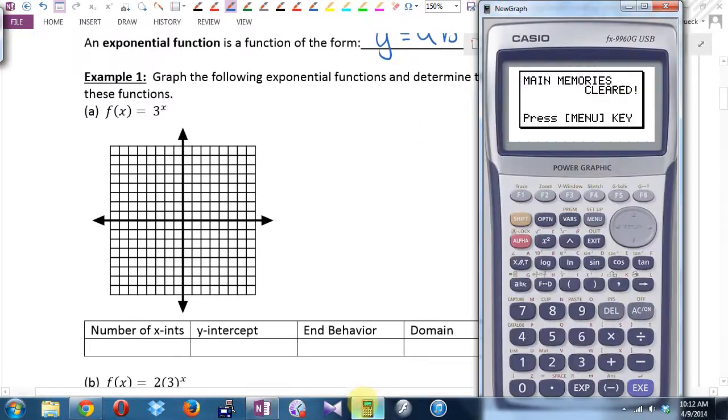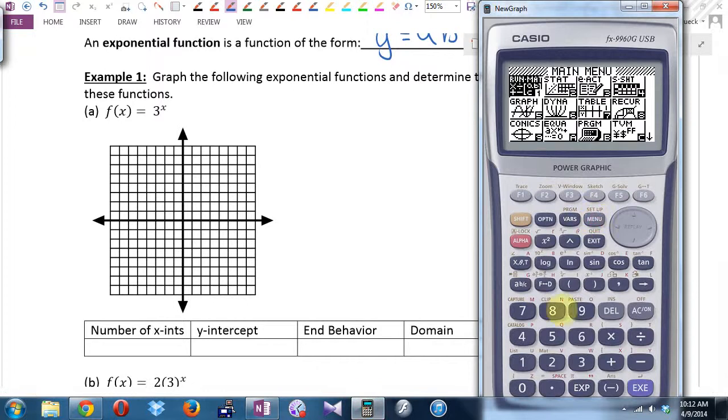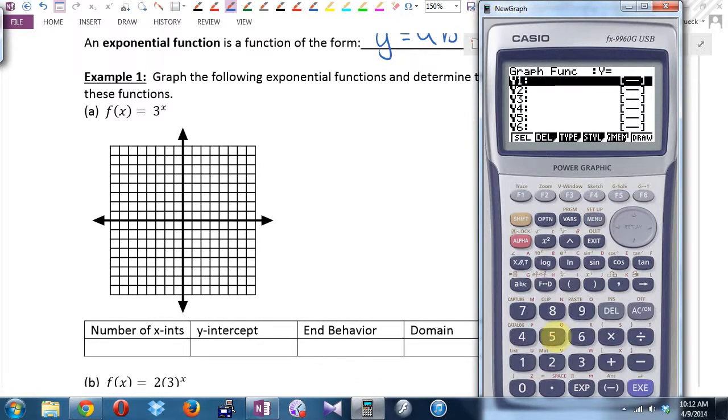So let's graph it. Let's go to our graph menu. For me, it's menu 5. Delete anything that you have there. And to type 3 to the x, I would go 3. Where is my exponent button? Remember, it's this little thing right here next to the exit button, to the power of. And again, remember, your x button is below the alpha button. Right there. Do not use this for your X button. That's going to change things dramatically. To the X. Enter.